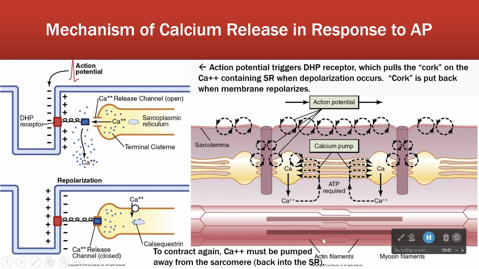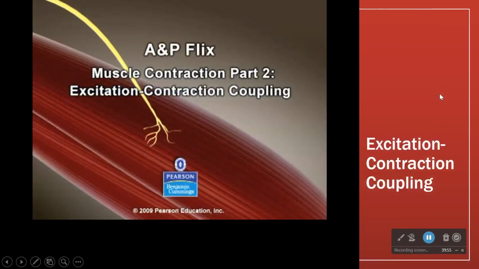Yep. All right. Now the other bit is this calcium pump requires ATP. Yet another reason why muscle cells are hungry, right? A lot of the things they do require ATP.